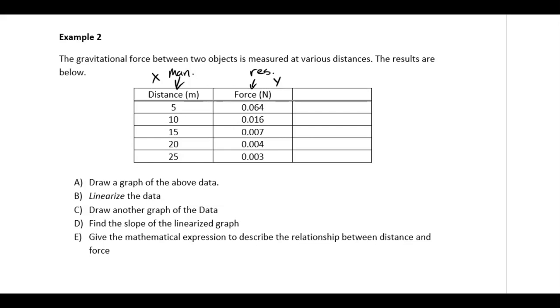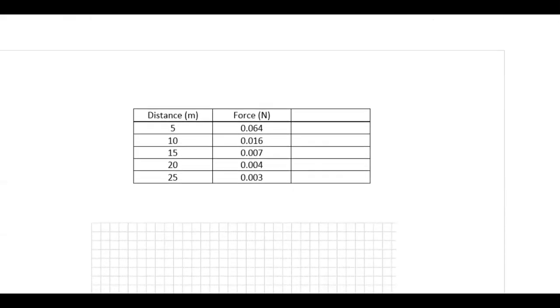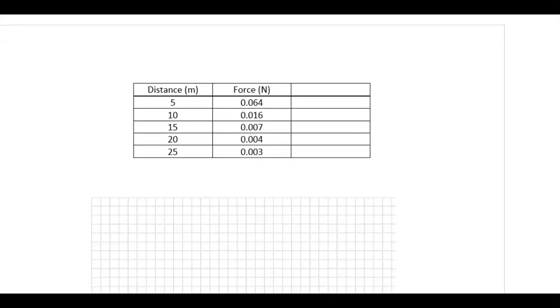We're asked to draw the graph with this data, and then we're asked to linearize it. And what that means is we're going to try different things, either an x squared in this column, or a 1 over x, or a 1 over x squared, and see which one works. Once we've linearized the data, we'll find the slope of the linearized graph and give a mathematical relationship, similar to what we did above. So first thing we're going to do here is we're going to need to graph this data.